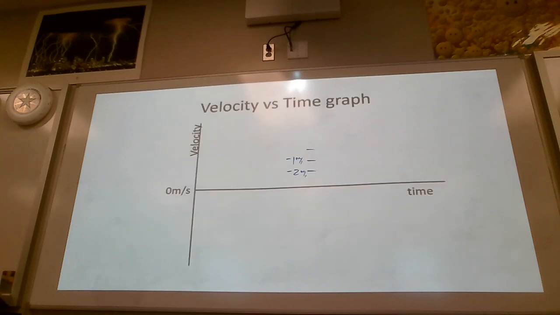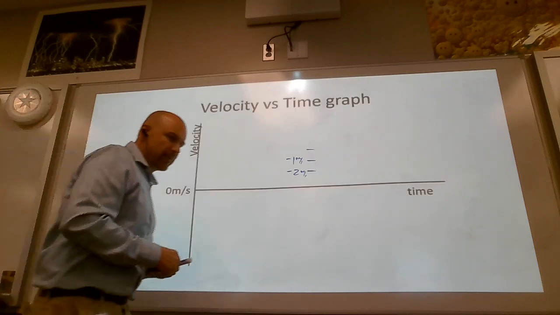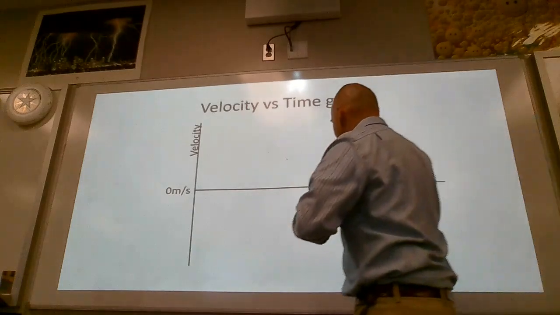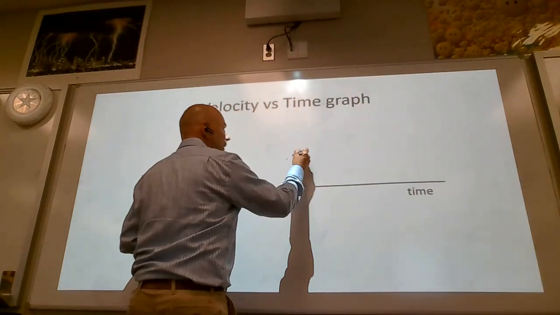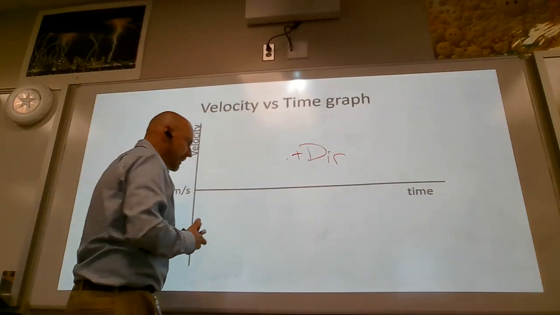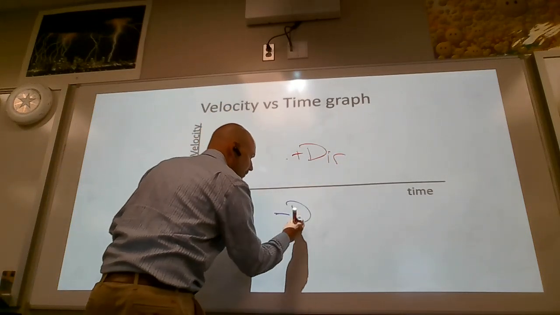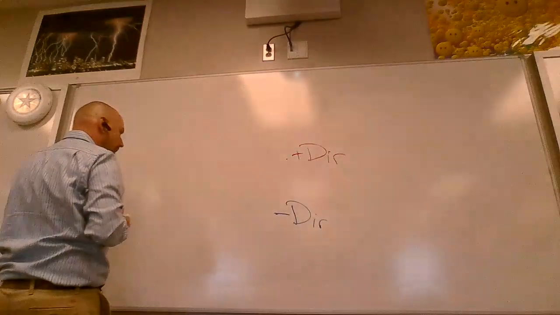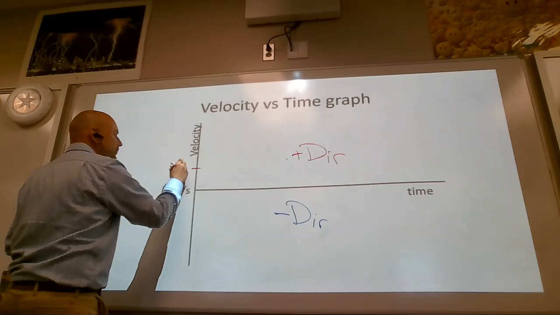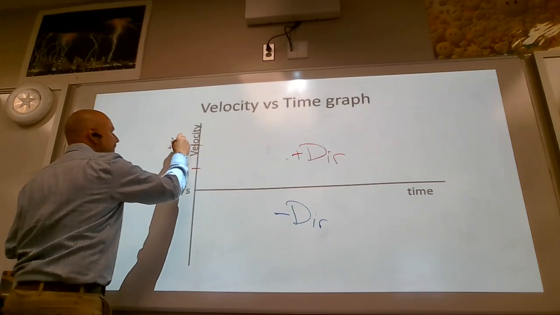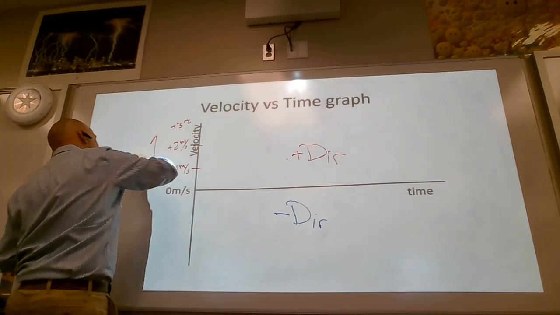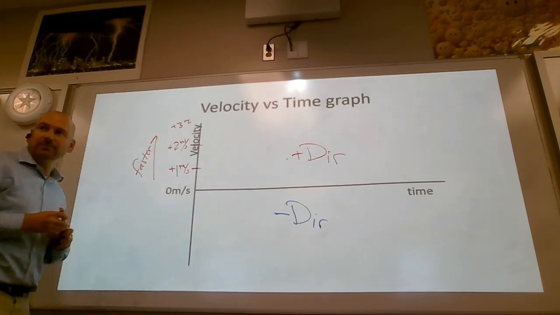Okay, last slide. This is just a general overarching. Here's how you read a velocity versus time graph. If you're going above the x-axis, you're moving in the positive direction. Below the x-axis, you're moving in the negative direction. Positive 1 meter per second, positive 2 meters a second, positive 3 meters a second. As you're moving this way, you're getting faster. Most people do not have a problem with that.